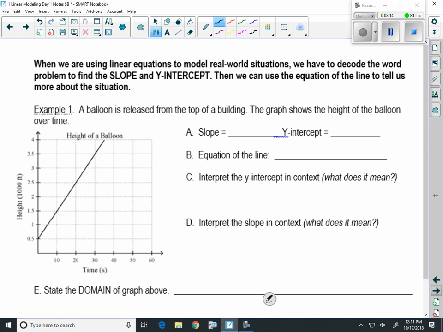All right, so example 1. It says we are using linear equations to solve real-world problems. That's what this unit 5 is about, okay? We have to decode the word problem to find the slope and the y-intercept. So within the word problem, there's the slope and y-intercept. We just have to find it, okay? It says a balloon is released from the top of a building. The graph shows the height of the balloon over time. What is the initial height?